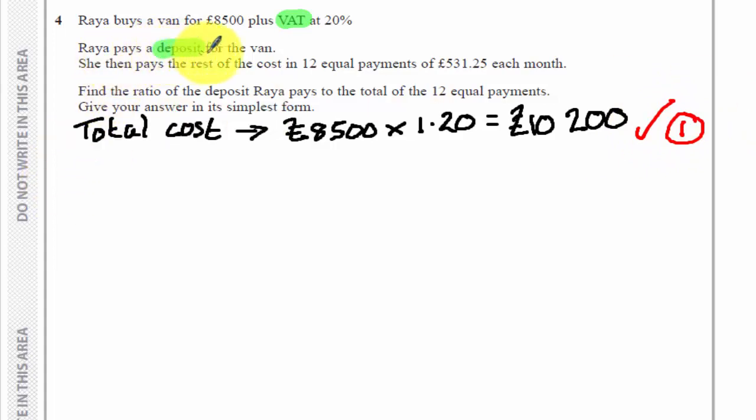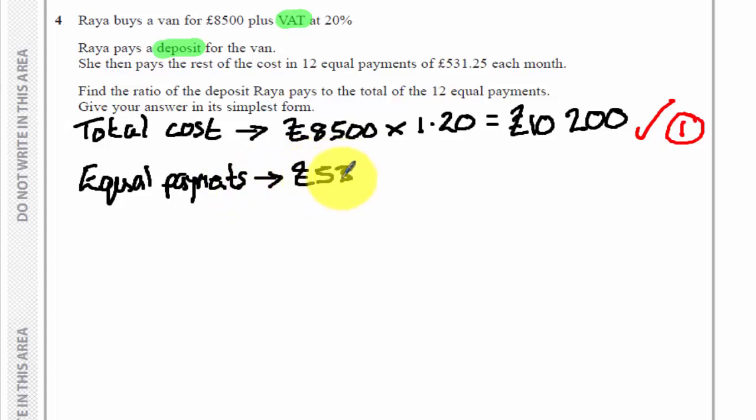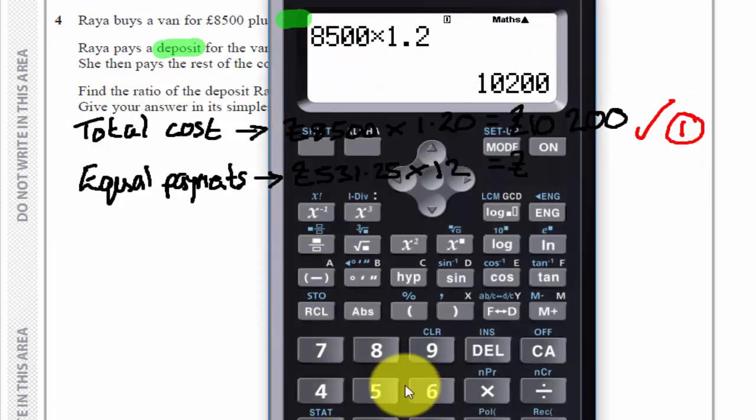We're not told what the deposit is, but we're told she pays the rest in 12 equal payments. So if we work out the total of the equal payments, we'll be able to work out the deposit. So the equal payments, and write things out so the examiner knows exactly what you're doing. They can't mark what you're thinking, they can only mark what you show them. It's £531.25 times 12. Again, the calculator is going to come in very useful.